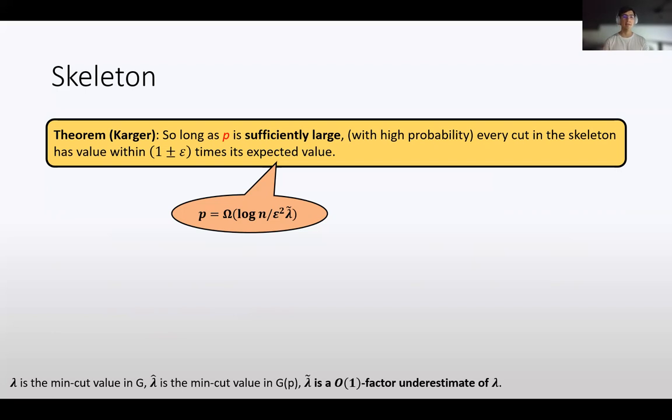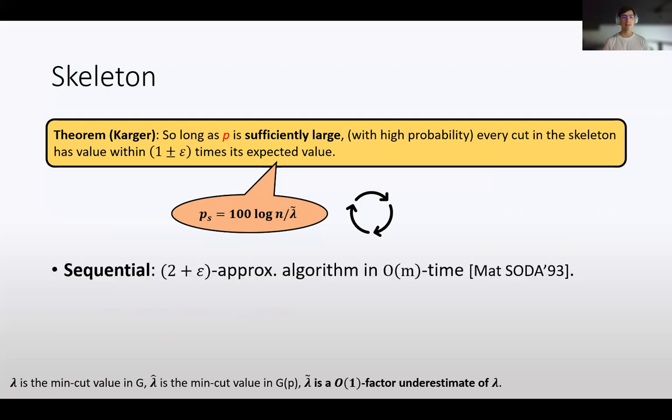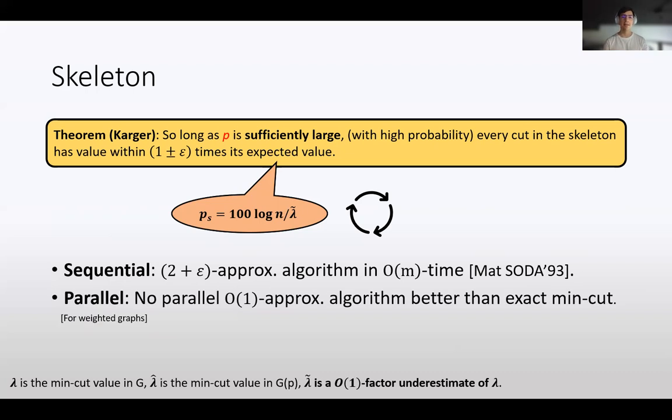At first glance, it might seem circular in that we appear to require an approximate min-cut value to get a correct sampling probability, and we need a correct sampling probability to find an approximate min-cut value. In the sequential setting, this problem can be solved easily by first running a linear time approximation algorithm by Matula, and then using the found approximation value to construct a skeleton with correct sampling probability, thus avoiding the recursive argument entirely. In the parallel setting, however, this does not work, as there is no parallel variant of this algorithm that has near linear work. And in fact, there is no parallel approximation algorithm for weighted graphs that takes less work than computing an exact min-cut.